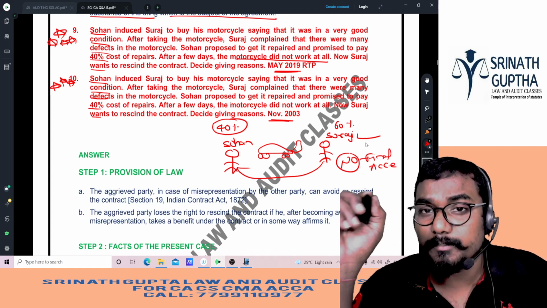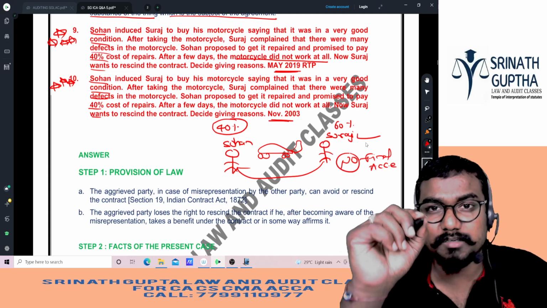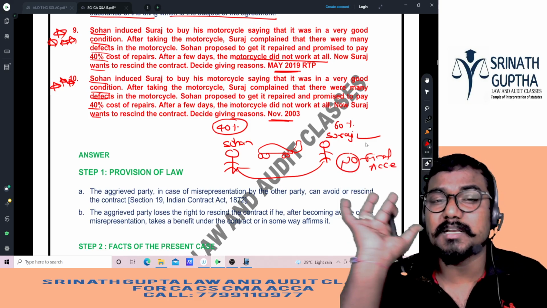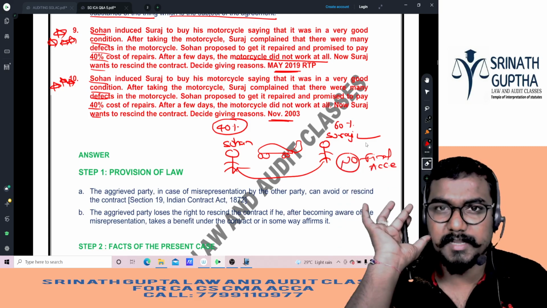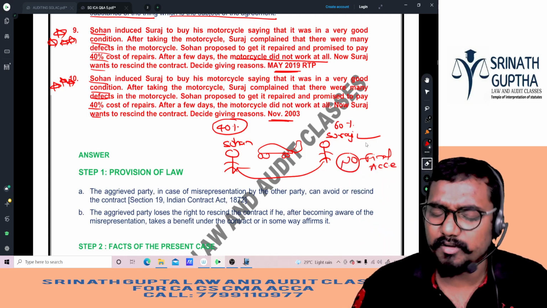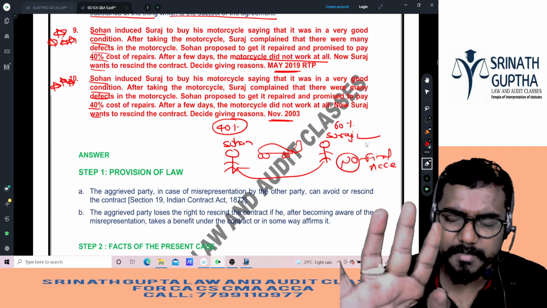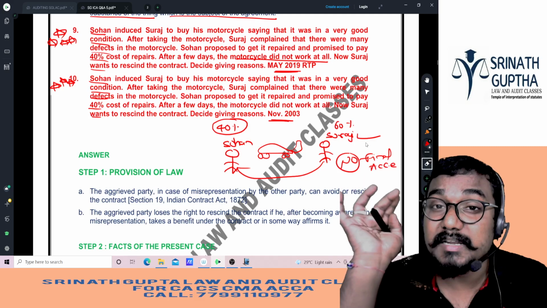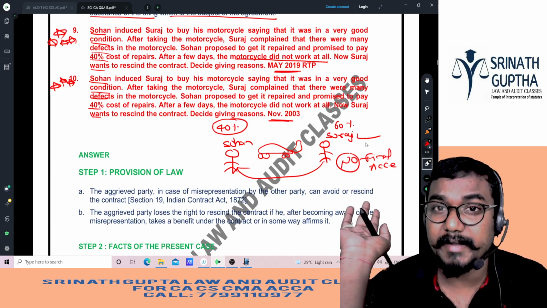He was thinking that the bike is in good condition, so he gave the bike to Suraj. Subsequently, he came to know that there are some defects. It is a misrepresentation. Since misrepresentation is there, the seller said, okay, chalo, I will bear 40%, you bear the 60%. For that, the buyer also agreed. That is the final acceptance of the contract.